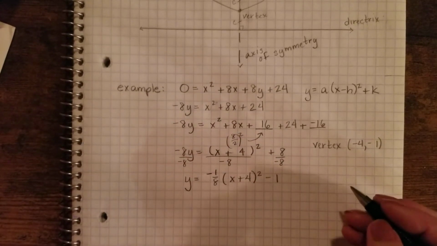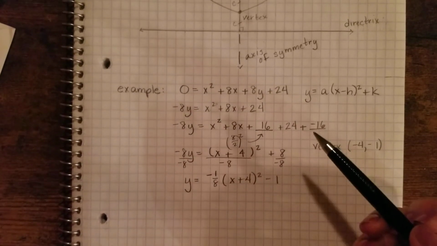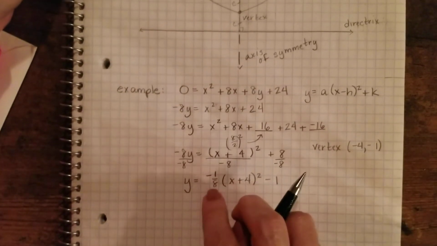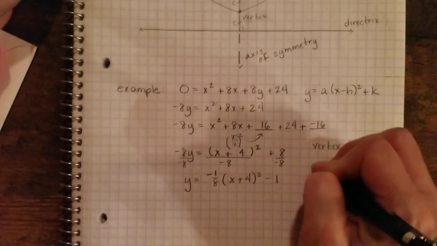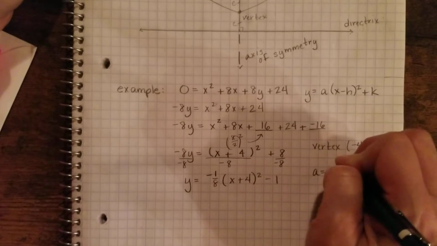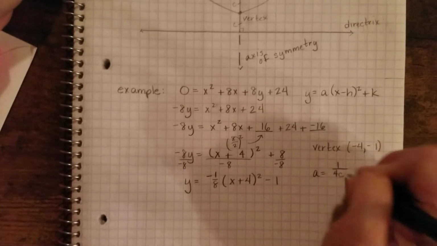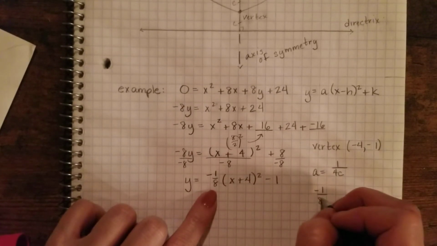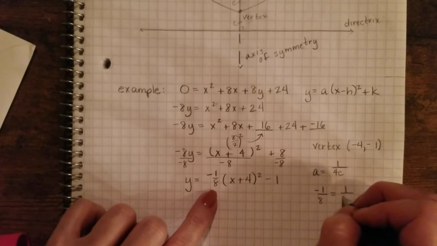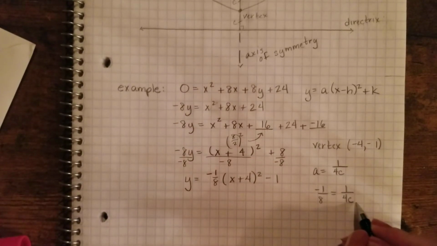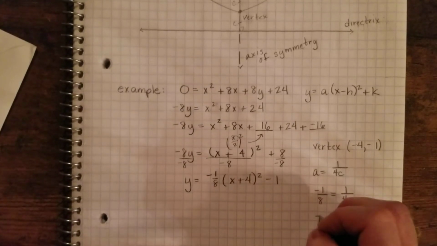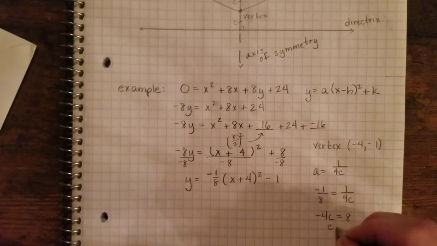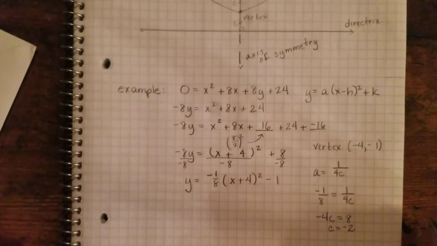The formula to find c, that distance between the vertex and the focus, and the vertex and the directrix, comes from this leading coefficient. A equals 1 over 4c. In this equation, a is negative 1/8. We have a proportion, so we can cross multiply. Negative 4c is equal to 8, so c is negative 2.